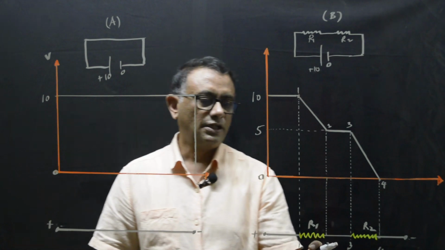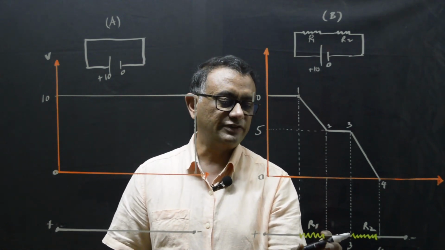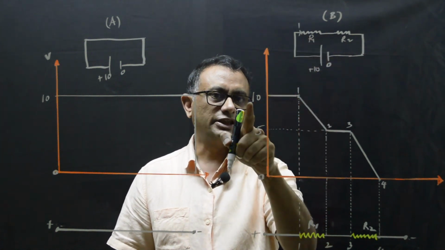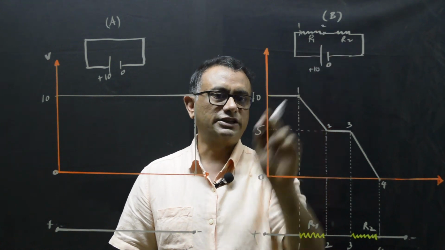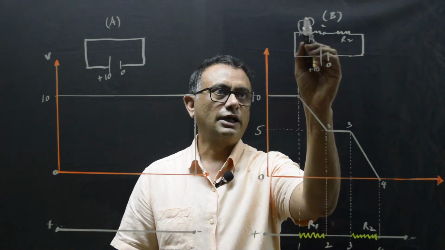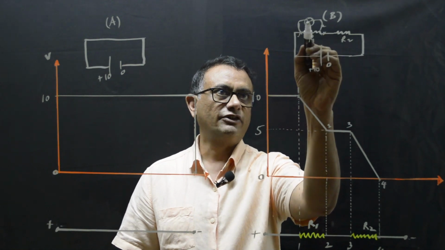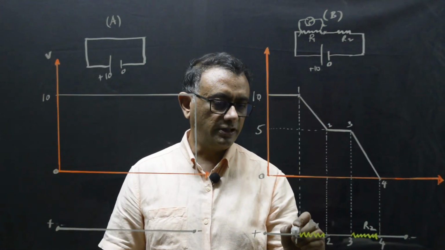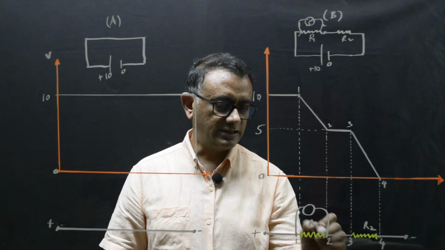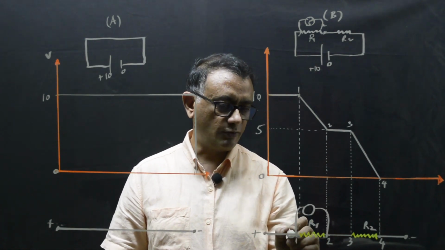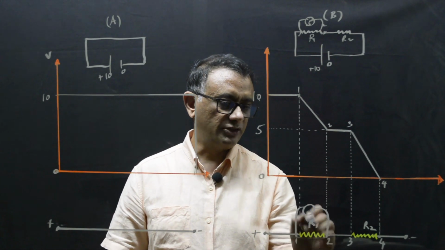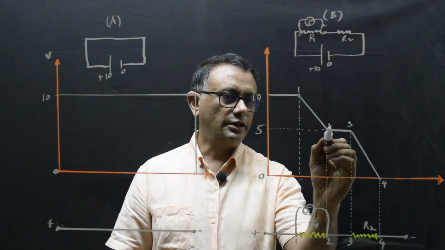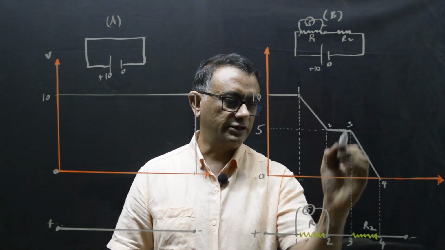If you want to measure the potential difference between 1 and 2, at point 1 the potential is 10 and at point 2 the potential is 5. If you put a voltmeter across this resistance, it will show 10 minus 5, a potential difference of 5 volts. The entire wire up to here is at 10 volts, point 2 is 5, so it reads 5 volts. Between 2 and 3, the potential is 5 volts across all of this.